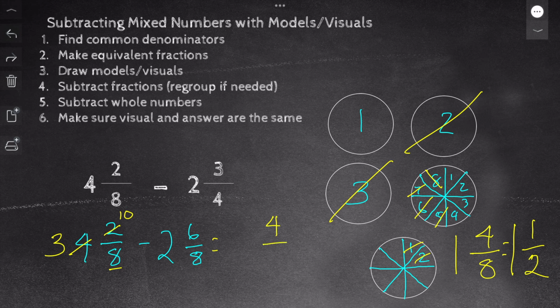I keep my denominator. And 3 minus 2 equals 1. I have 1 4/8, which once again can be simplified to 1 1/2. I know my answer is correct.